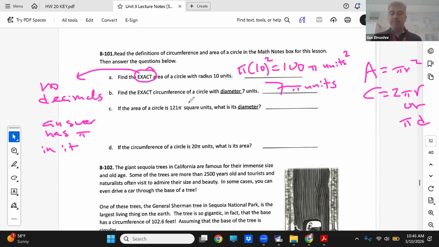Now, how about area of a circle is 121 pi? What is its diameter? So you're working backwards. 121 pi equals pi r squared. What happens to the pi's? The pi's cancel out. So r squared equals 121.